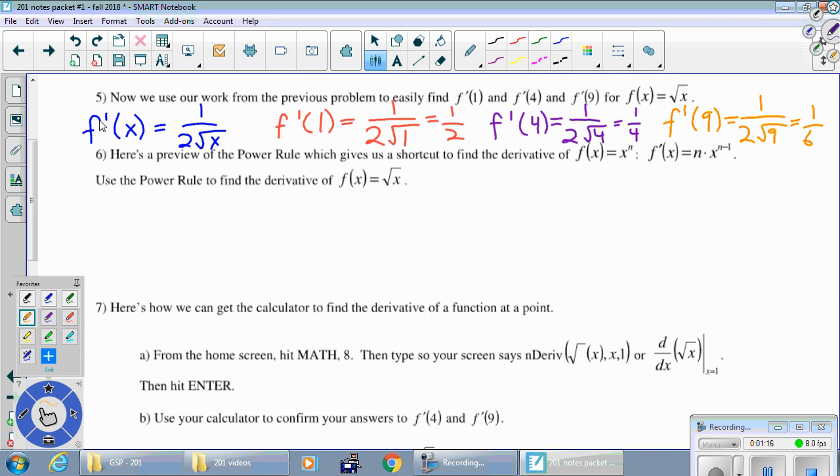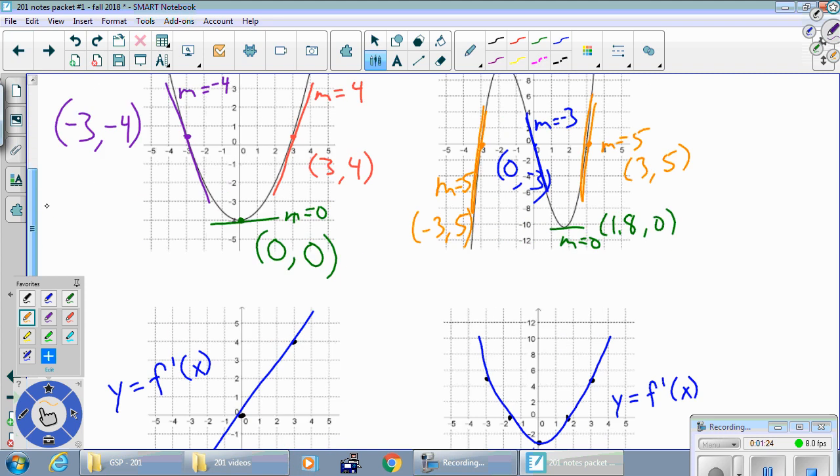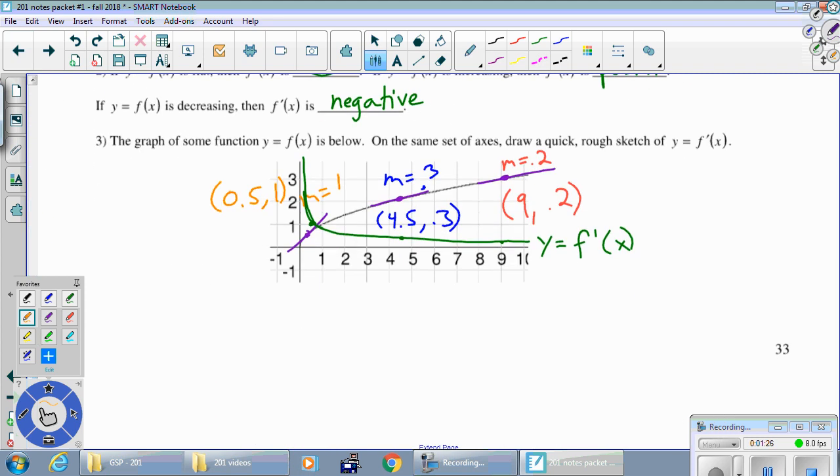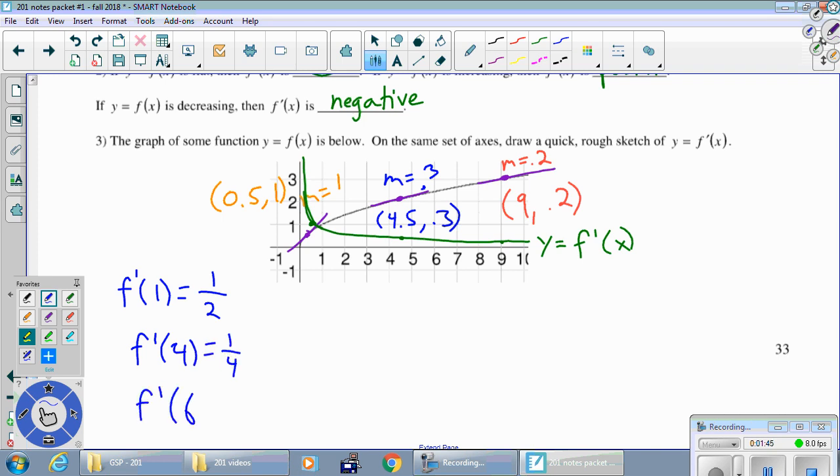And I didn't tell you this before, but in the activity, I gave you the graph of the square root of x. So where is it? Right down here. So that function is the graph of the square root of x. I didn't share that part with you. But let's see if the calculations that we just came up with agree with our estimating slopes of tangent lines. So we said f prime of 1 was half, and f prime of 4 was a quarter, and f prime of 9 was a sixth. Let's see if that looks anything like what we put on the graph, the green derivative graph here.